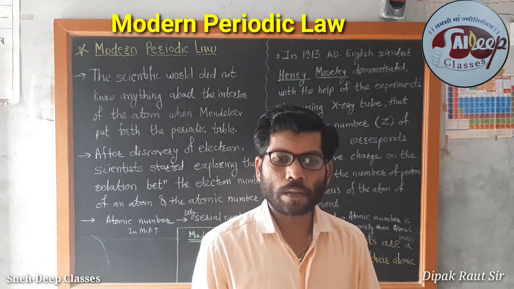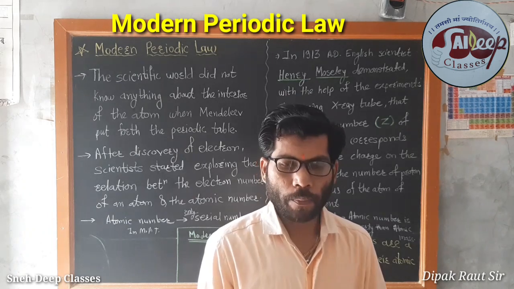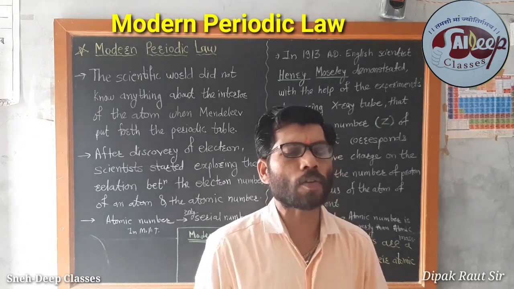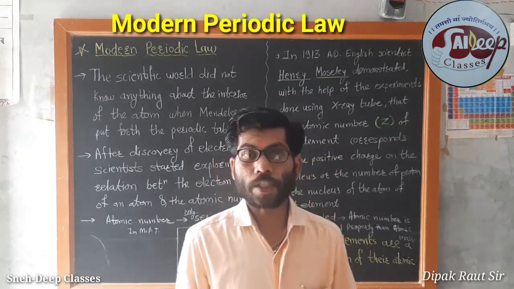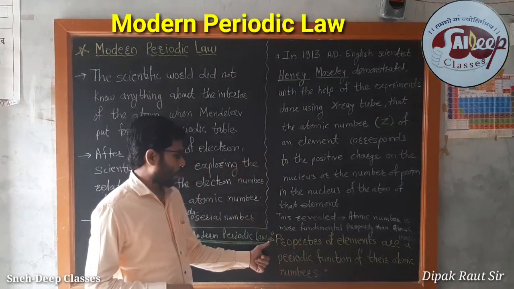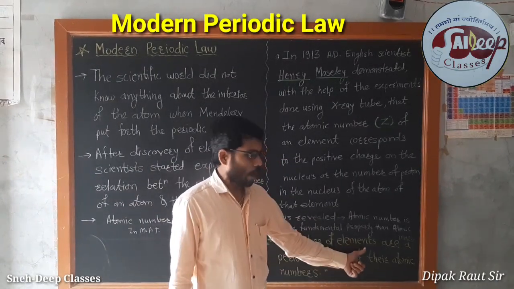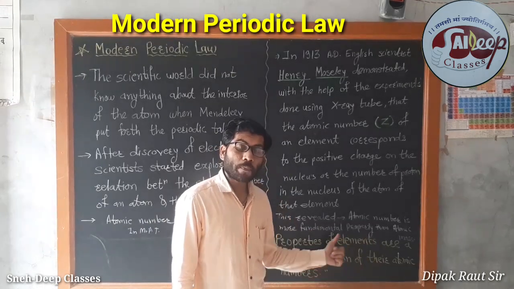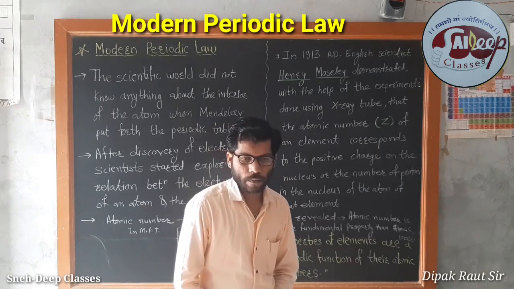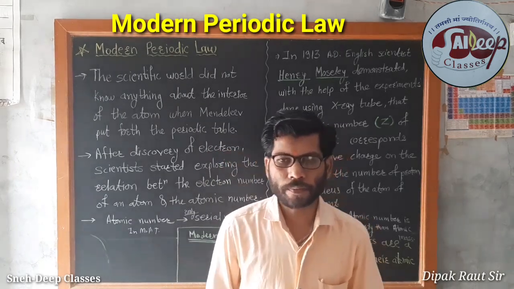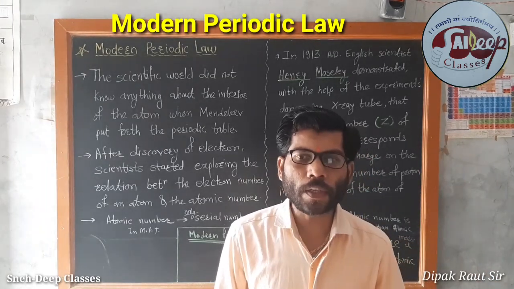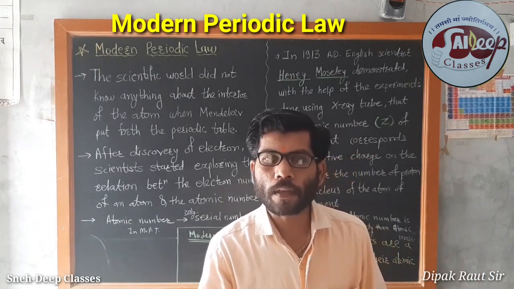And again he made the modern periodic law. Now what is the modern periodic law? The concept is changed now. Modern periodic law: properties of elements are a periodic function of their atomic numbers. Properties of the elements are a periodic function of their atomic numbers.